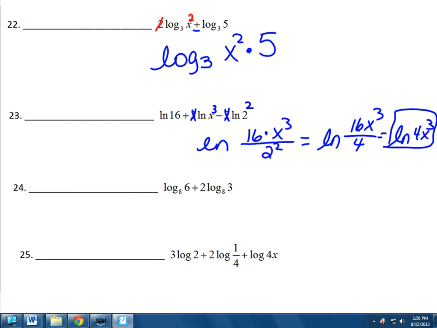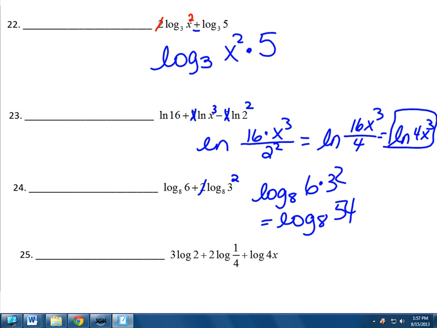All right, let's look at this one. I'm going to make this an exponent. Addition turns into multiplication. Log base 8 of 6 times 3 squared really equals log base 8 of 6 times 9, 54.